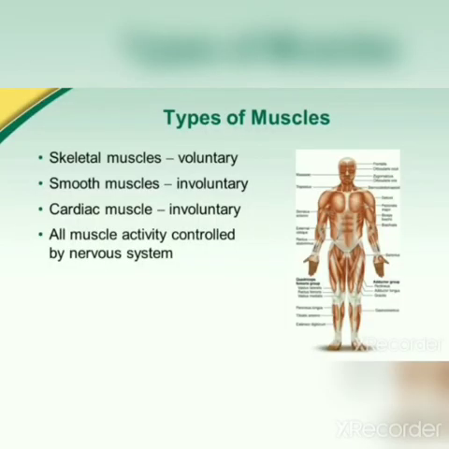Now after the joints, let's talk about the muscles, because without muscles our skeletal system or our joints don't move. There are three kinds of muscles. Skeletal muscles are called voluntary, smooth muscles are called involuntary, and cardiac muscles are also called involuntary. What is the meaning of voluntary and involuntary? Voluntary means according to our will, and involuntary means muscles that do not work according to our will. All muscle activity is controlled by the nervous system.